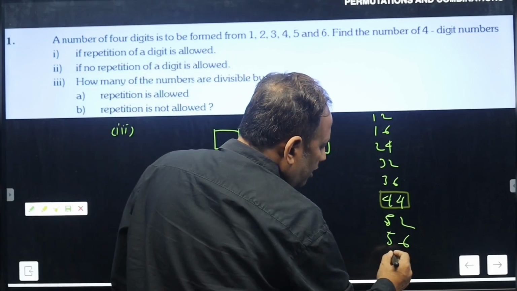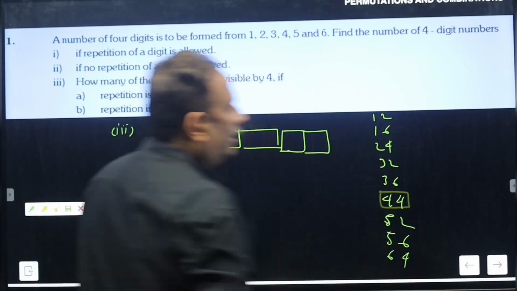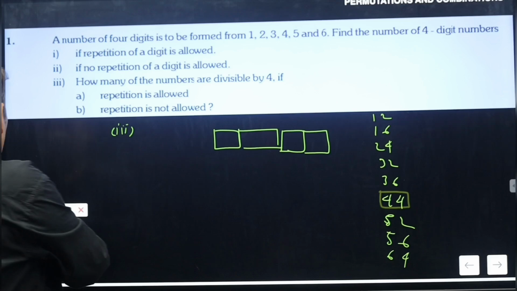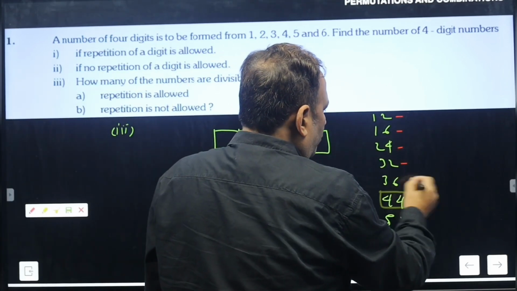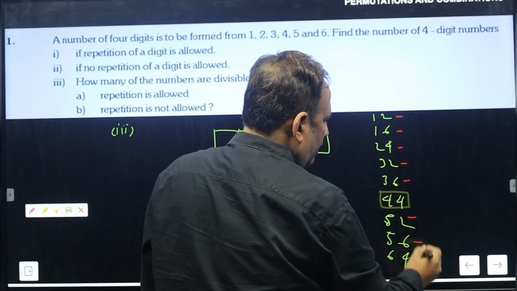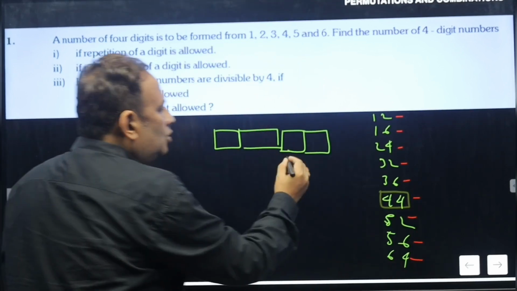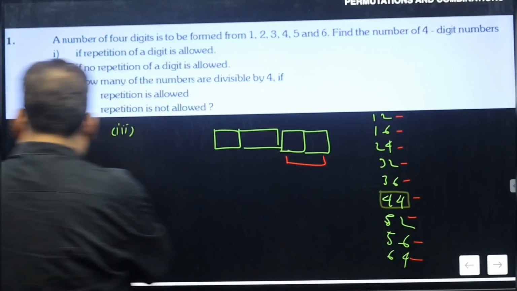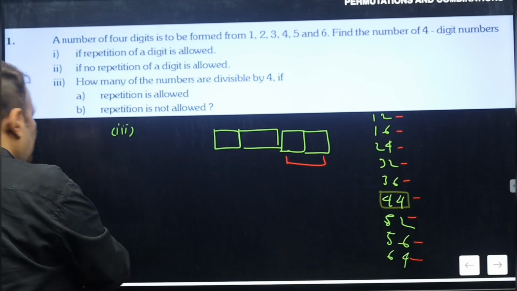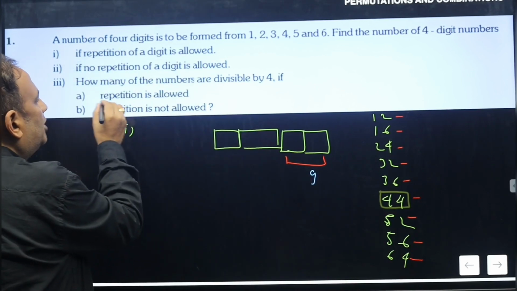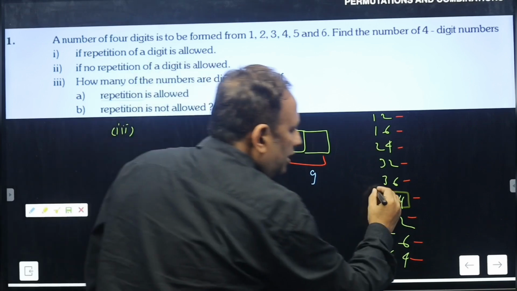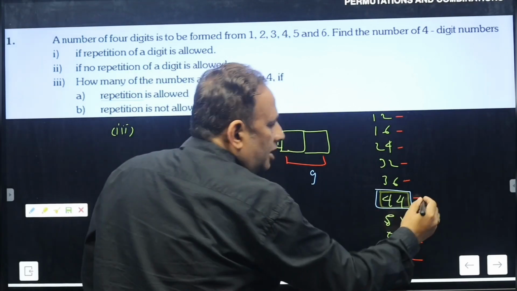Can we take 64? Yes, 64 also we can take. Now as we can see here, 1 2 3 4 5 6 7 8 and here 9. So these two places can be filled in 9 ways if repetition is allowed, because here in this number repetition is there.